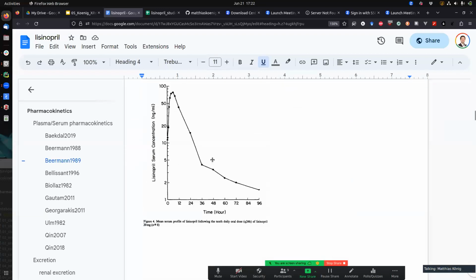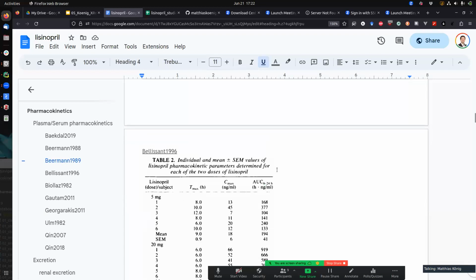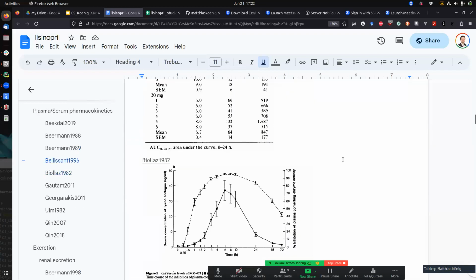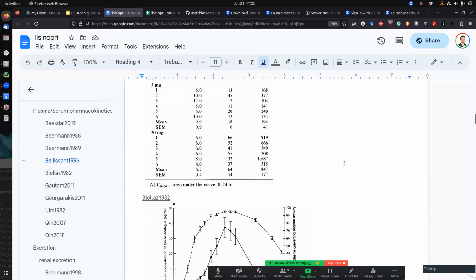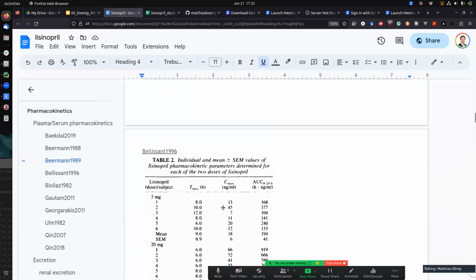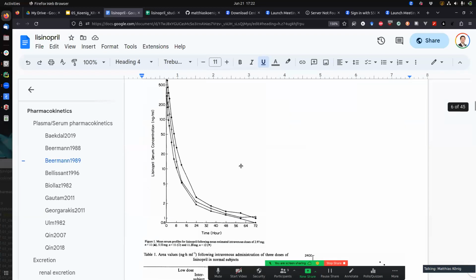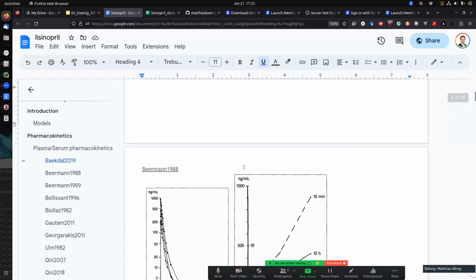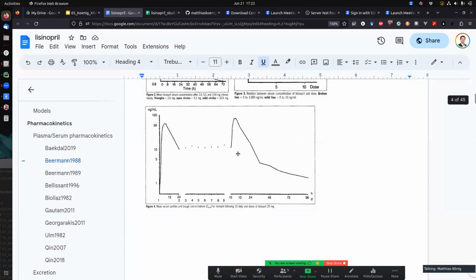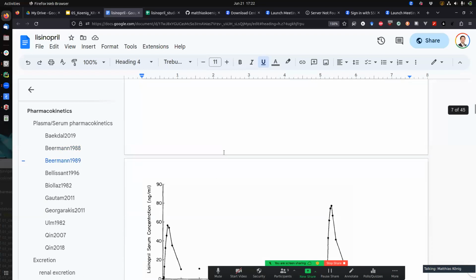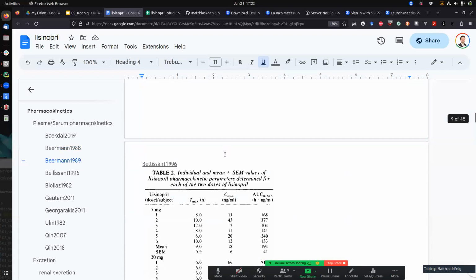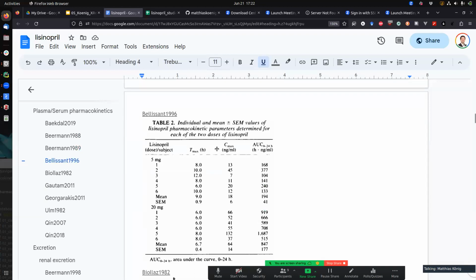Other things we see in general, this curve looks all very nice. Of course, if you look at individual curves, we see a large variability. This was not so clear from this curve because we don't have any error bars on them. It's also often a problem. None of these curves has error bars, so it's difficult to estimate how large the difference between the subjects is. But if you look at tables like this, where you measure the Tmax and Cmax and AUC for different subjects, you see there are pretty large differences between the curves.